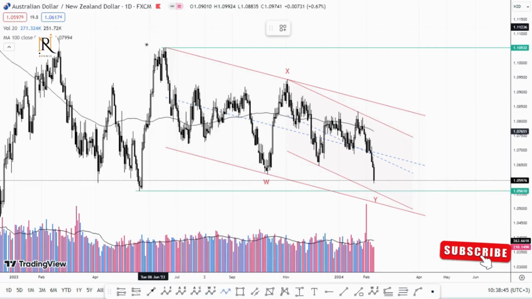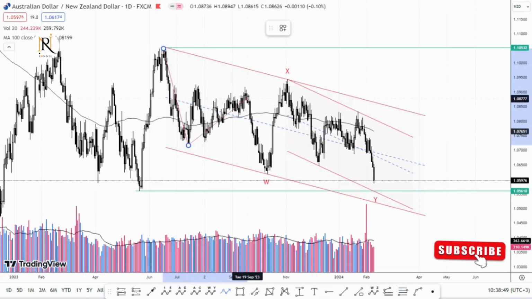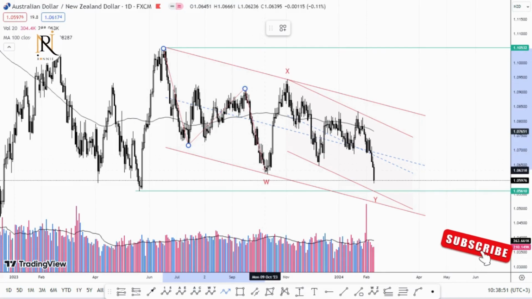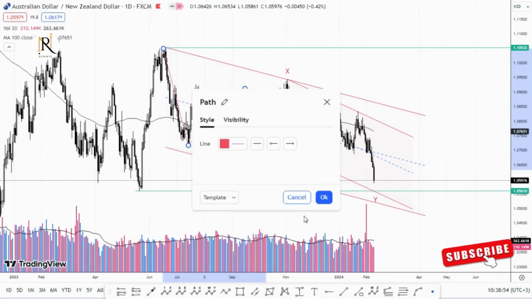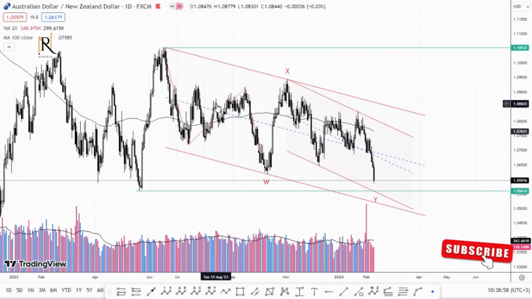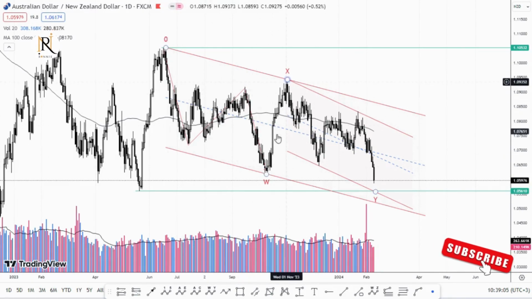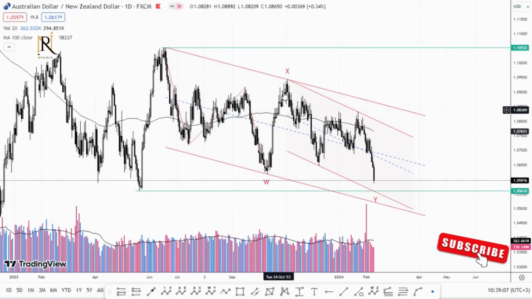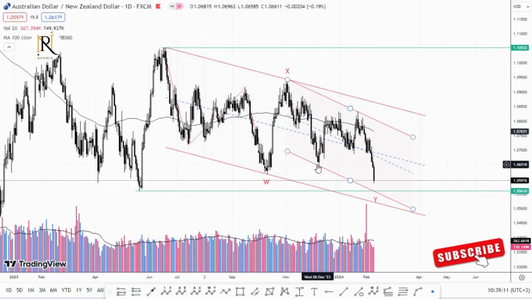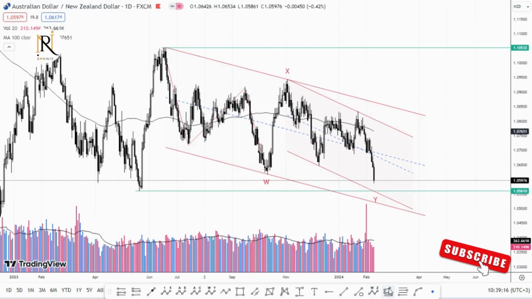So what we have right now is right here. You can see that we are having A, B, and C in this wave W. After this ABC, you can see that we are having wave X. I'm looking at this as wave X simply because of this good retracement.